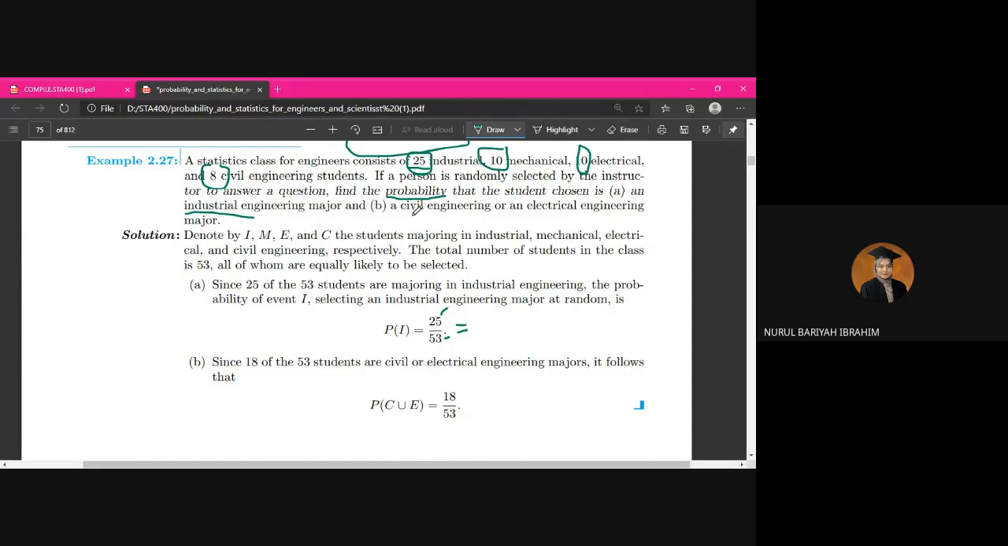Soalannya kat sini, find the probability of the civil engineer or electrical engineer major students. Civil ada 8 dan electrical ada 10. Kenapa we need to add up these two? Sebab kat sini ada perkataan or. So or adalah elemen union. Okay, notationnya adalah union. So because of this, we need to add up 10 plus 8 divide dengan 53, which is the number of outcomes in sample space. So 18 over 53 will be 0.3396. So if you wondering how many decimal places that we should take, I suggest you ambil 3 or 4 decimal places to get the accurate answer.